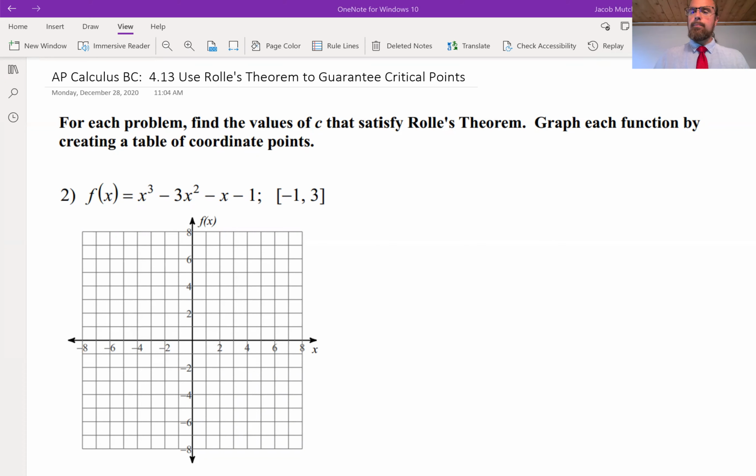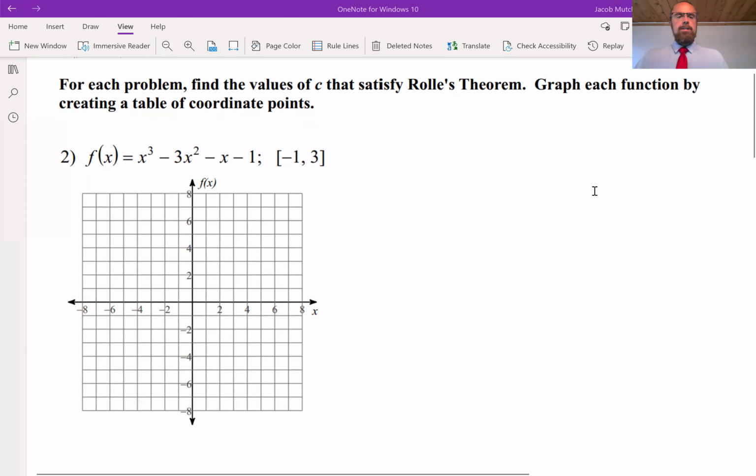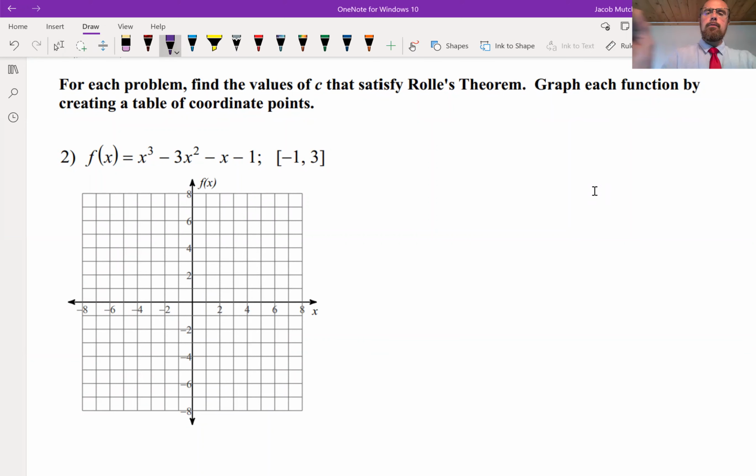Our first example is this cubic function, f of x equals x cubed minus 3x squared minus x minus 1. And we're interested in the interval from -1 to +3. Our task is to find the values of c that satisfy Rolle's theorem. So what we should do first is just lay out for ourselves what Rolle's theorem states. So here's a statement of Rolle's theorem.